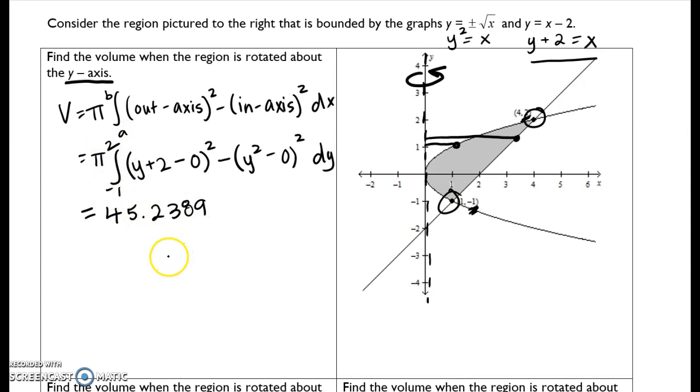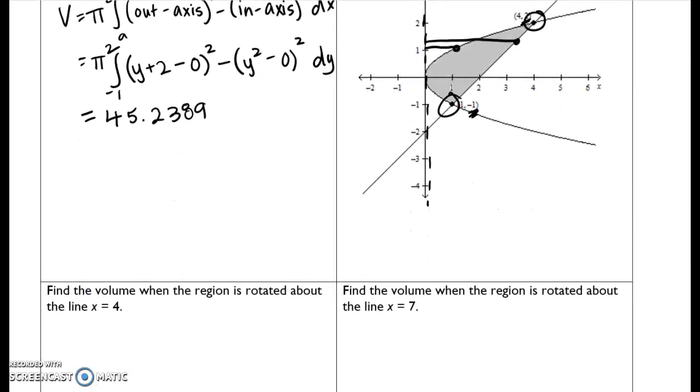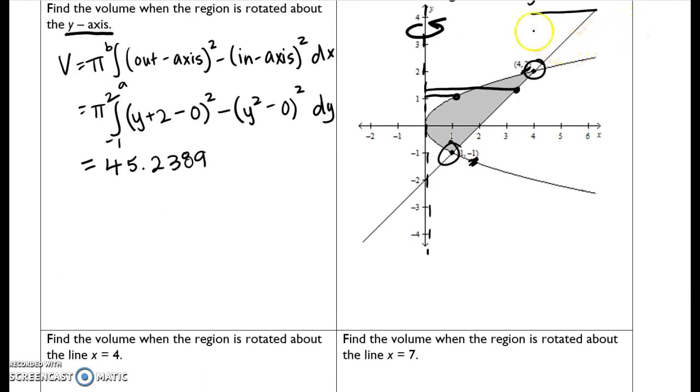All right, so let's talk about other axes that we could rotate it around. So if we rotate around the line x equals 4, that's our next one. So x equals 4 is this vertical line right here. And now it's going to switch which graph is my outer graph and my inner graph. Now I'm further away from the parabolic graph and closer to the linear graph.